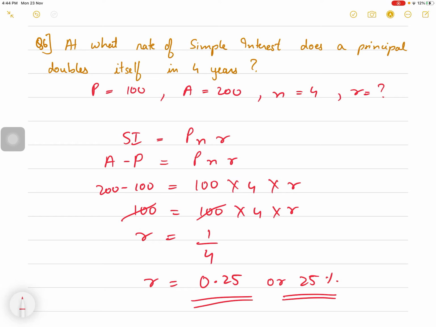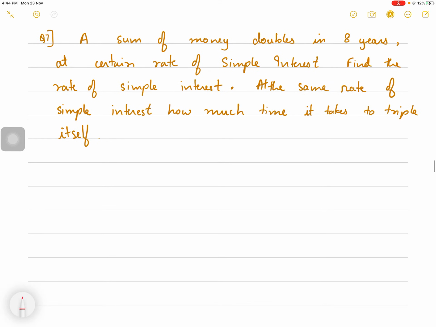Let's solve the next problem. A sum of money doubles in 8 years at a certain rate of simple interest. Find the rate of simple interest. At the same rate of simple interest, how much time does it take to triple itself? We'll solve the first part. A sum of money doubles in 8 years at a certain rate of simple interest. Find the rate of simple interest.